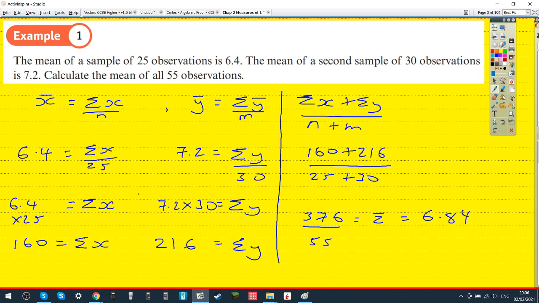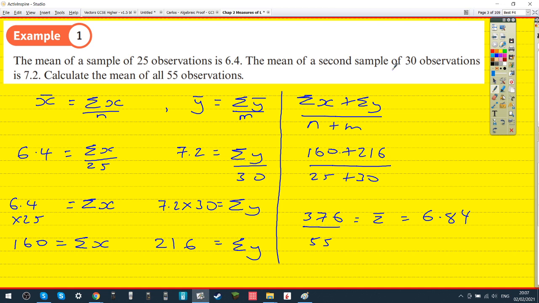There we go. So a lot of people see a question like this and they think the average of the first group is 6.4. The average of the second is 7.2. So I'll just do 6.4 plus 7.2 and half it. That would only be true if the number of observations were the same. So you can imagine if one observation was 6.4 and then 30 observations were 7.2. It'd be a lot closer to 7.2 than 6.4. It wouldn't be halfway in between.